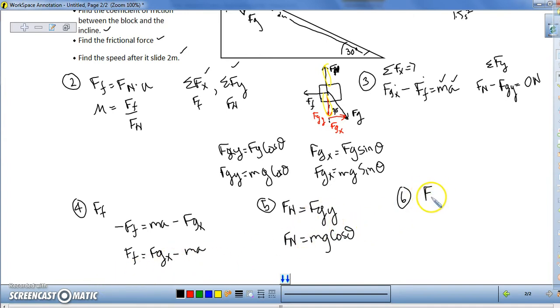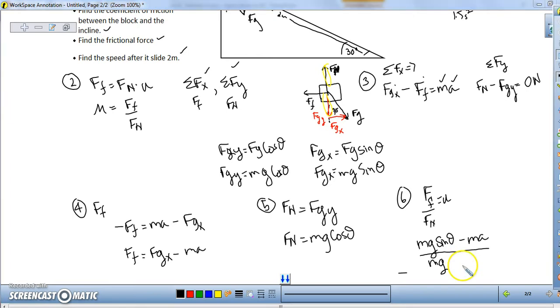I'm just going to do it as an algebraic expression just to show you. So what we get is mg sine of the angle minus ma. Notice I've plugged this in for force friction, and then I get mg sine of the angle, cosine. And then we set that equal to mu.